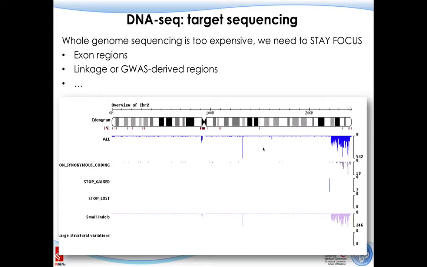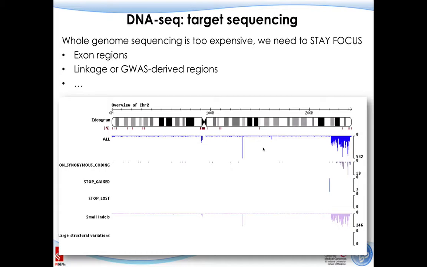Because for many years, people already did linkage or GWAS studies for some diseases. For example, one study that I'm involved in identified a region on chromosome 2, and we know exactly this region is linked genetically to this particular disease. We just don't know which variant or which gene is impacting that. In this case, we design probes to target those regions and only sequence this particular region.